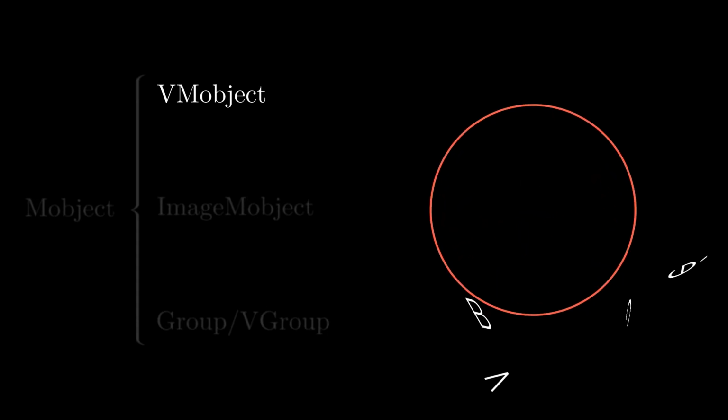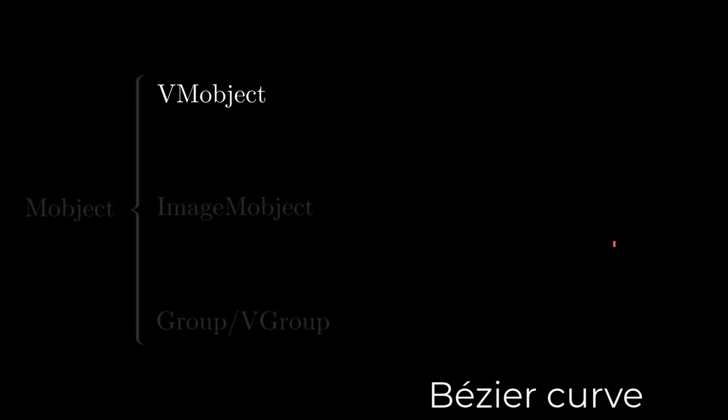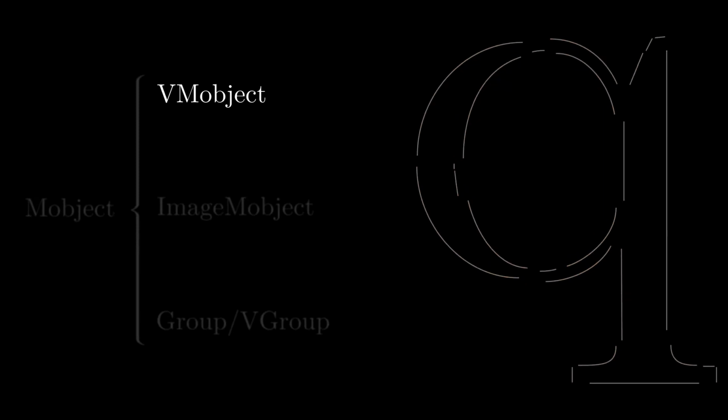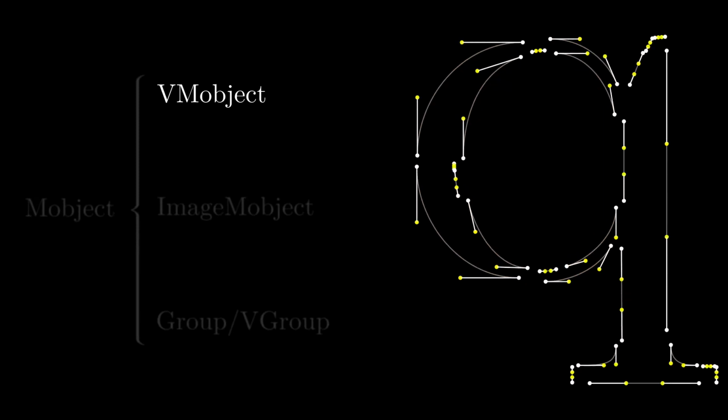MObjects are, in essence, Bezier curves. Bezier curves allow us to represent complex curves using polynomials. If you have used any vector editing software, such as Inkscape, surely you have already used them without knowing it.